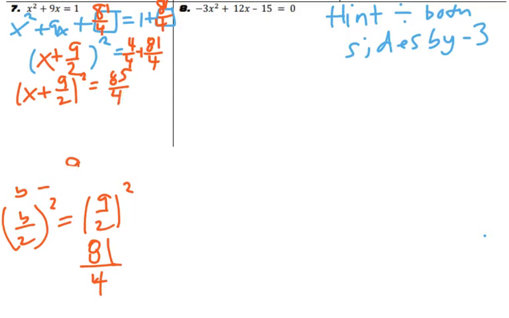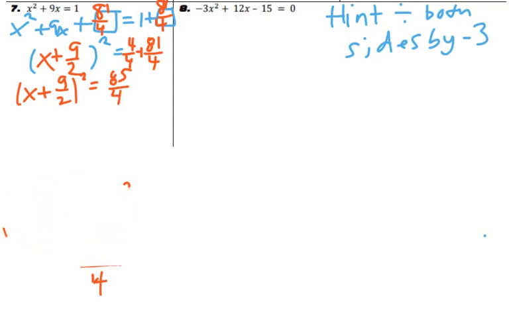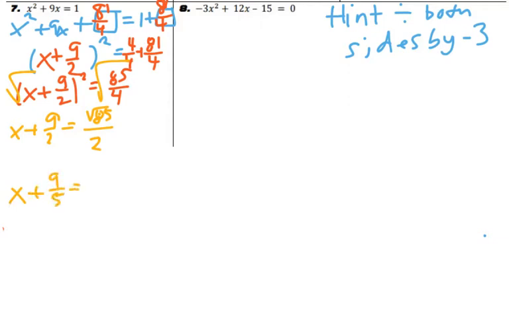Now, just like I wanted, I have something squared on the left equals a constant on the right, so I can square root both sides. That's going to leave me with x plus 9 over 2 equals, I have no idea what the square root of 85 is, 9 point something, but I know that the square root of 4 is 2. I also know that this exact same expression would be the same if I had a negative sign on the other side.